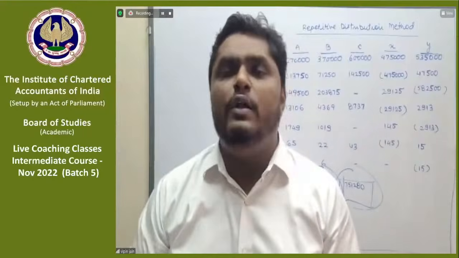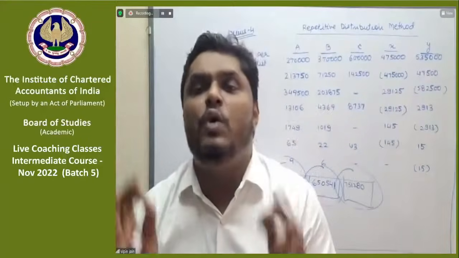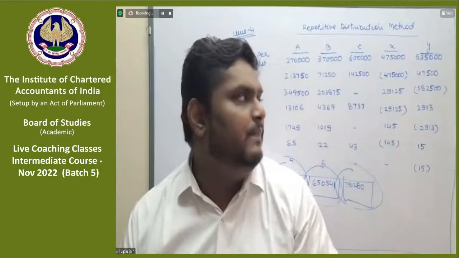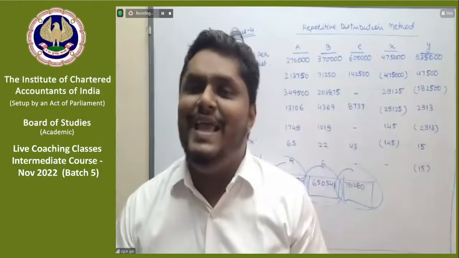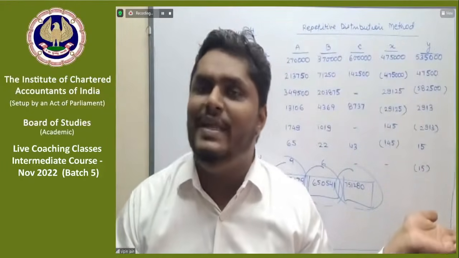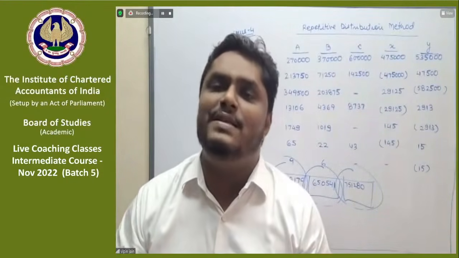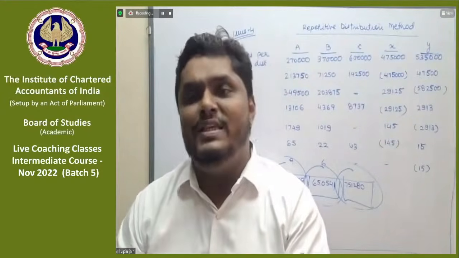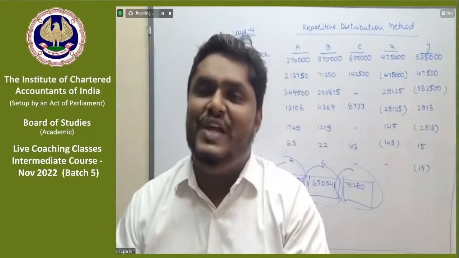Now, from examination point of view, which method to use? The examiner will clearly specify which method you have to use, whether simultaneous equation method or repetitive distribution method. So you have to use the method that is instructed by the examiner. If the question is silent, it's up to you. If the question is silent, I personally advise you to use simultaneous equation method because it is less time consuming. As far as the difficulty level is concerned, all the methods are very easy. If you are thorough with the concept and if you have practiced a lot for all these methods, the methods are very easy.